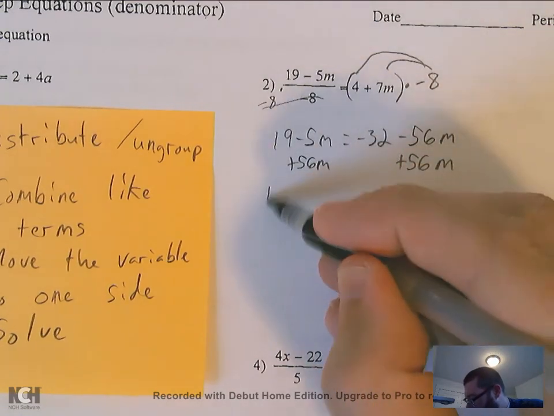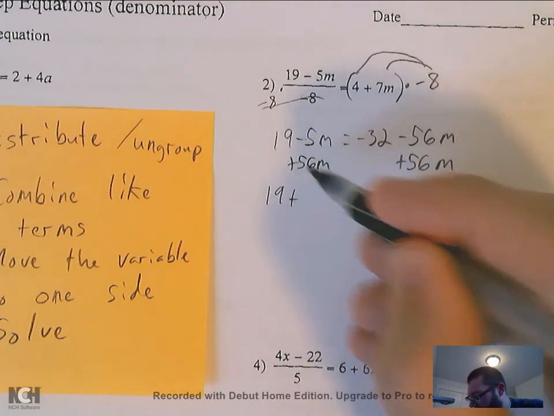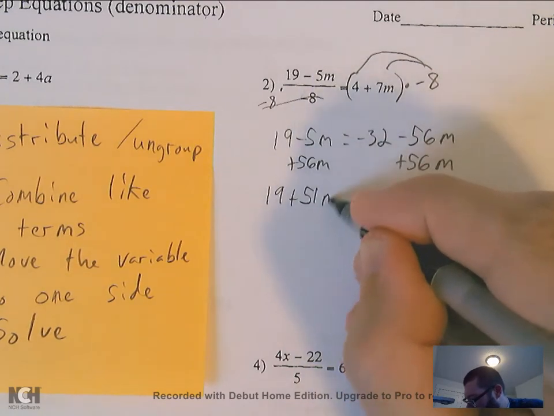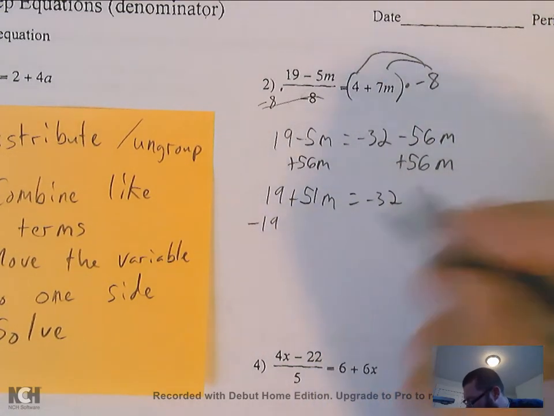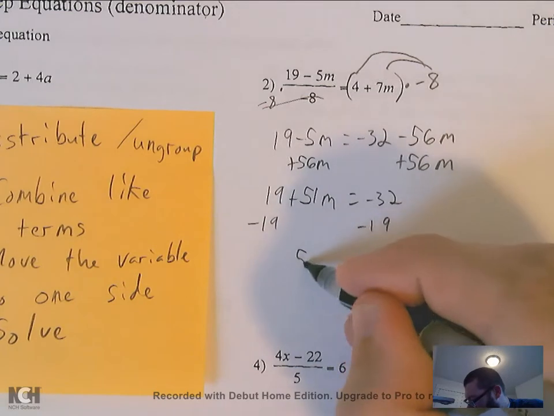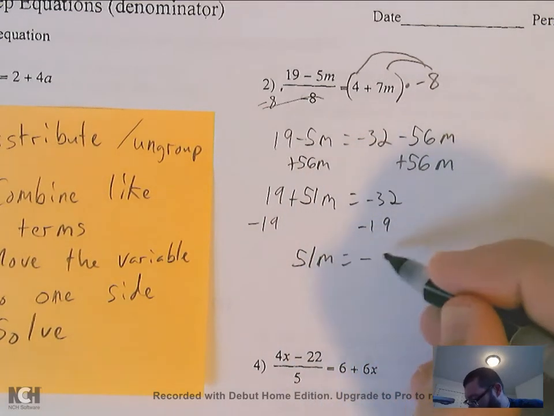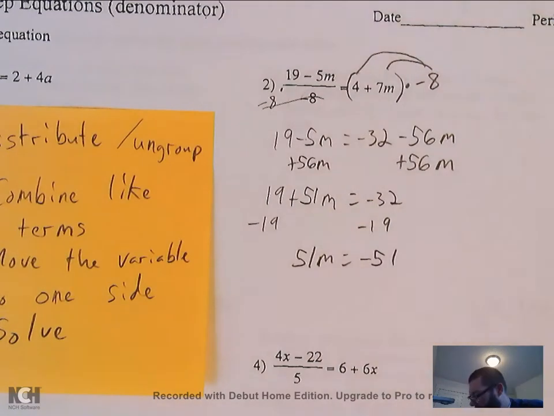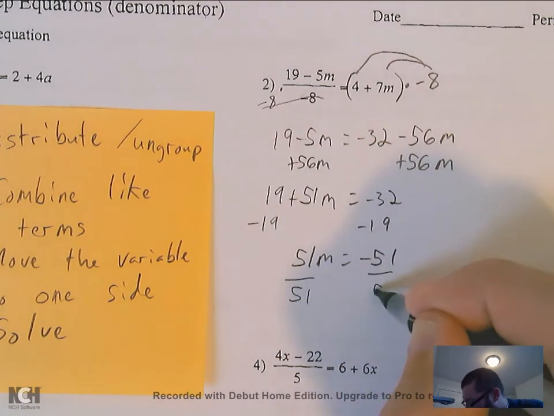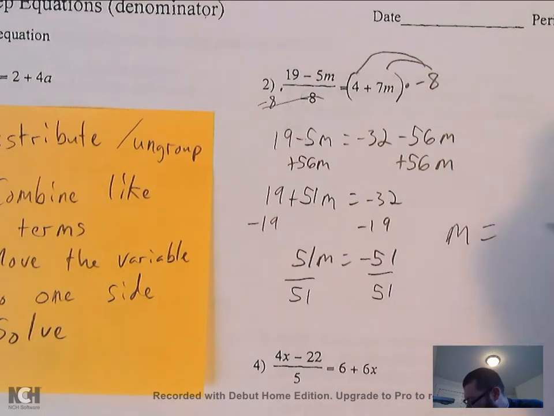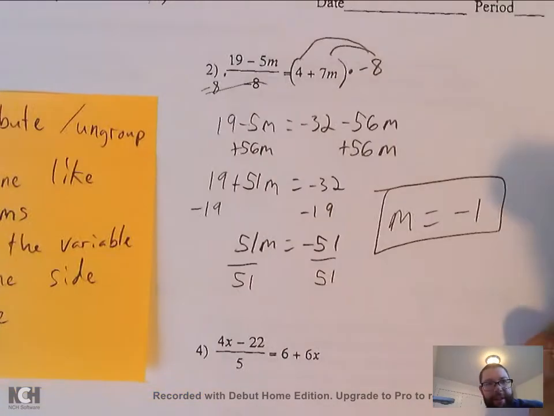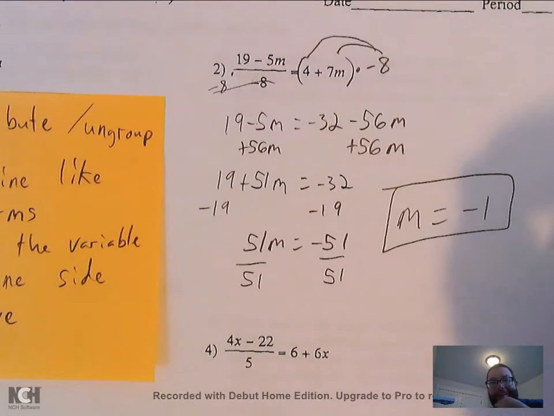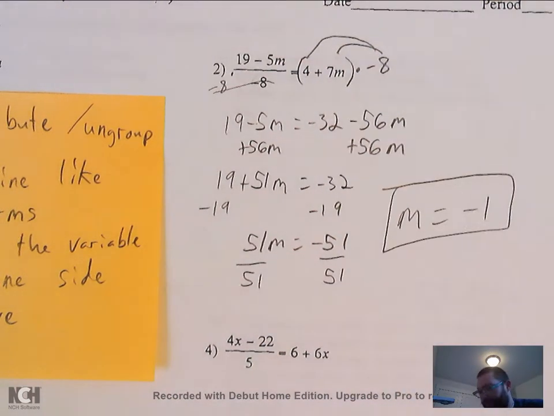That gives me 19 plus -5 plus 56 is 51m equals -32. And then I would subtract 19 from each side. And I would get 51m is equal to -51. And then my last step would be to divide by 51. Divide by 51, and m is going to equal -1. Okay, not too tough, right? Just multiply each side and you distribute on the other side. That's really the new thing, is you have to distribute today when you're multiplying to the other side.